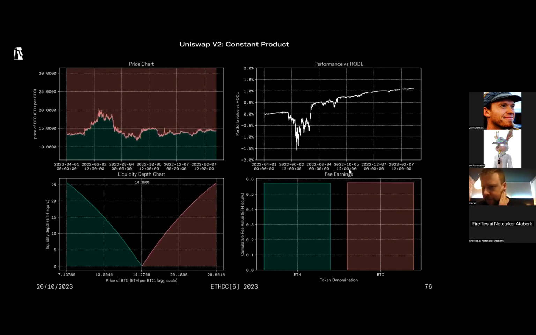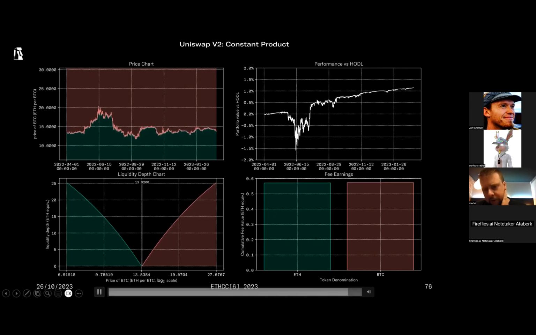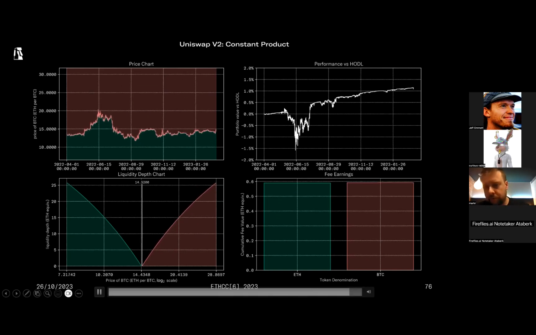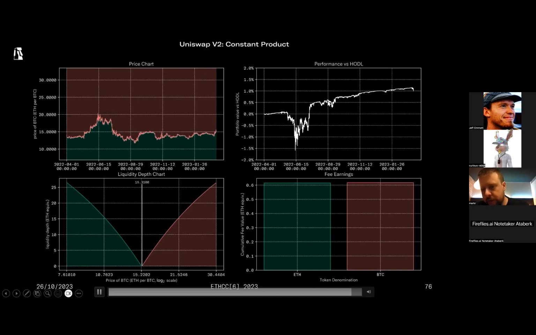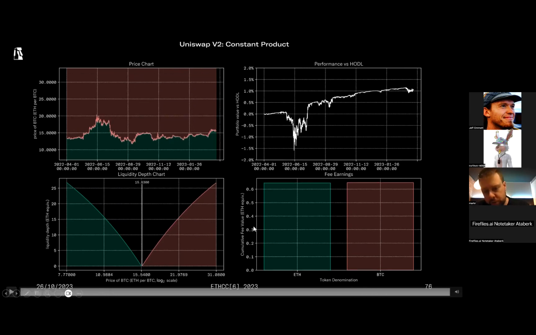Now, there's a couple of other things I'm tracking here, and for the purpose of these talks, we don't necessarily need to pay attention to them, but just know that the simulation does keep track of the financial performance of this portfolio and its fee denomination and so on. But for our purposes, in the context of these lectures, we really just want to pay attention to the price chart and the liquidity depth chart so that we can get an idea of how these different bonding curves respond to different conditions.